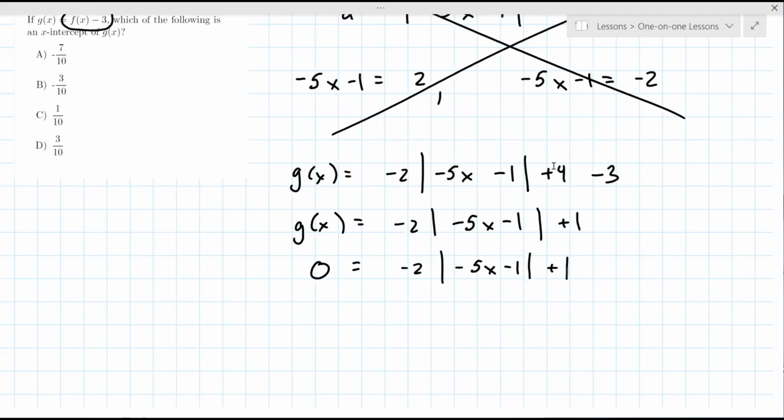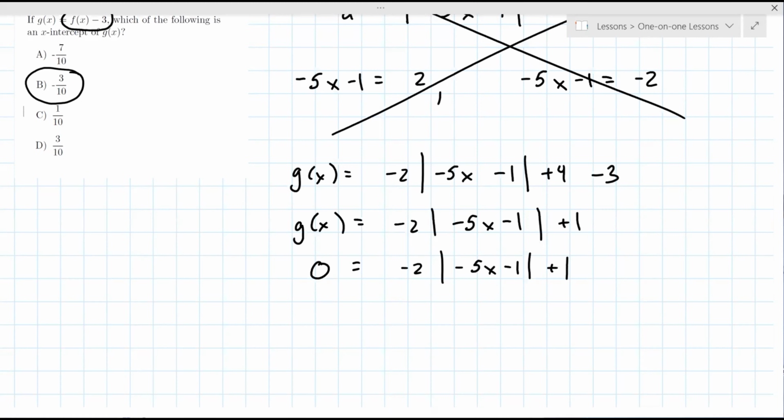Okay, so B is what I'm getting. You think so, you said B? Yeah. All right, let's go to the solutions here. Yep, negative 3 over 10. Okay. Excellent.